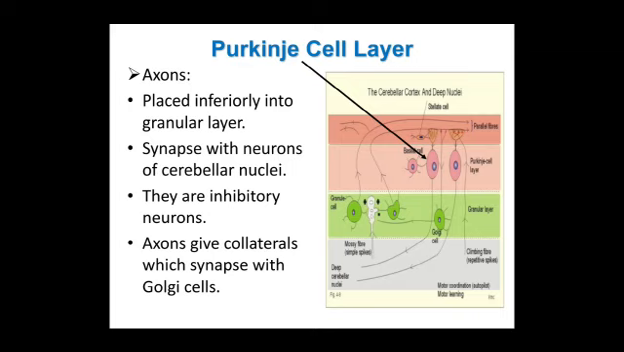The axons of the Purkinje cells are directed inferiorly into the granular layer. They synapse with the neurons of the cerebellar nuclei. They are inhibitory neurons. Axons give collaterals which synapse with the Golgi cells.